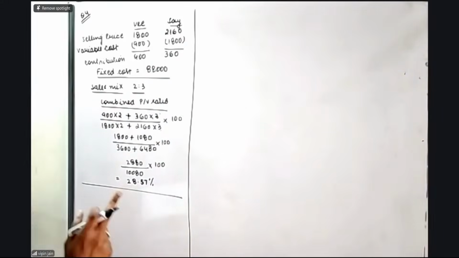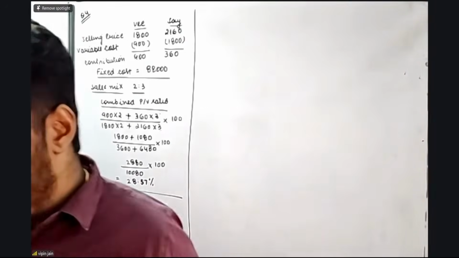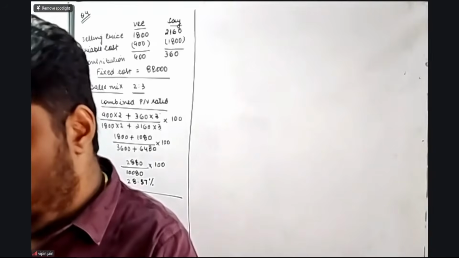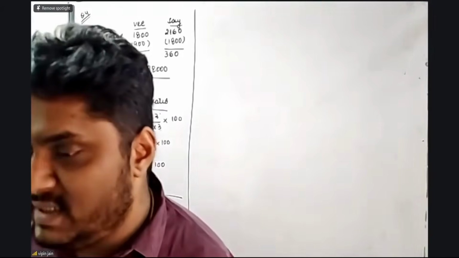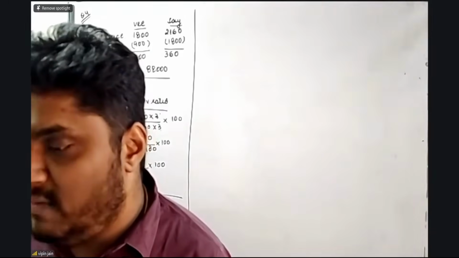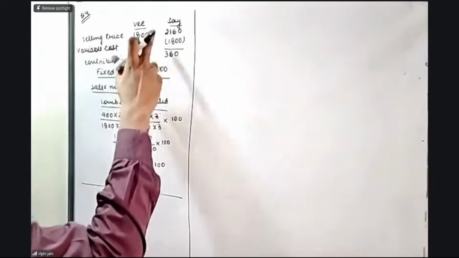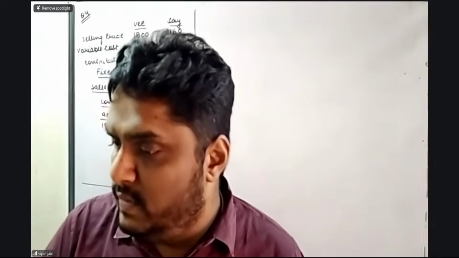So my PV ratio is 28.57%. Anyone with any doubts or queries? See, the selling price is 1800 and 2160 and the variable cost is 900 and 1800. So 1800 minus 900 will be 900. Please check, Mehak. Any doubts? Very good, Nikunj.